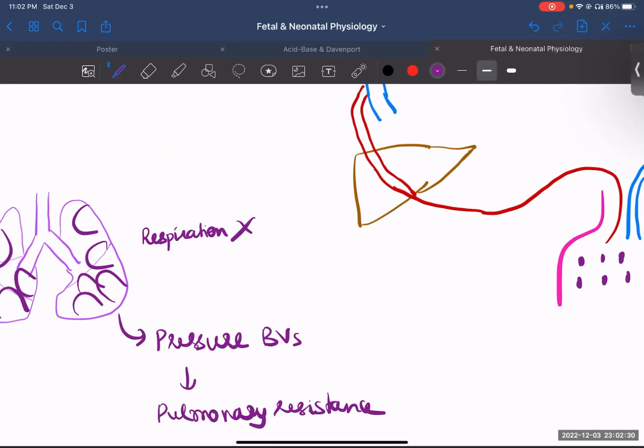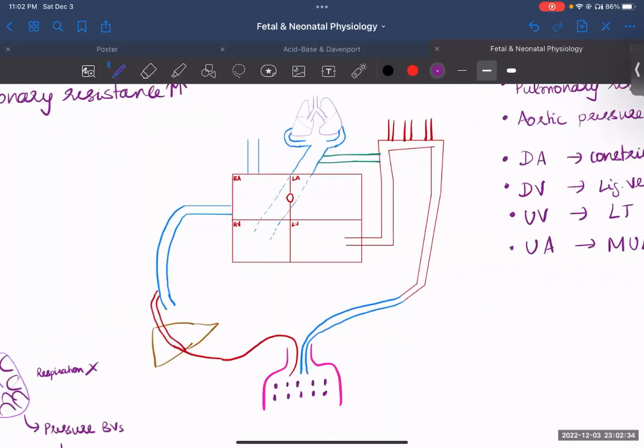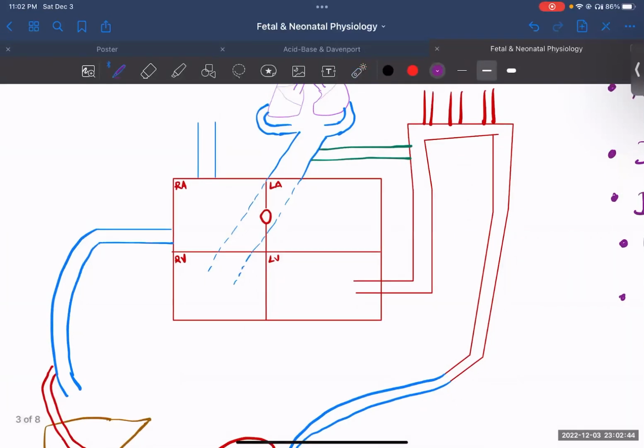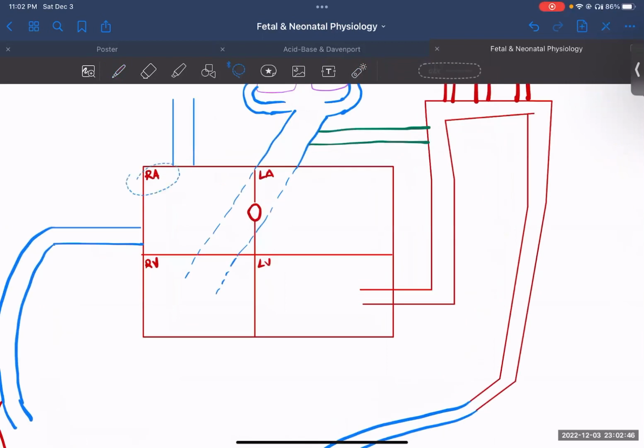Now, here I've drawn a diagram. This might look complex, but let me simplify it for you. This box here is your heart. I've not drawn the real heart so that it might not be confusing. I've drawn a very simplified version of your heart. So let's name each of the parts of the heart. Starting from here, you have your right atrium, your right ventricle, left atrium, and your left ventricle.